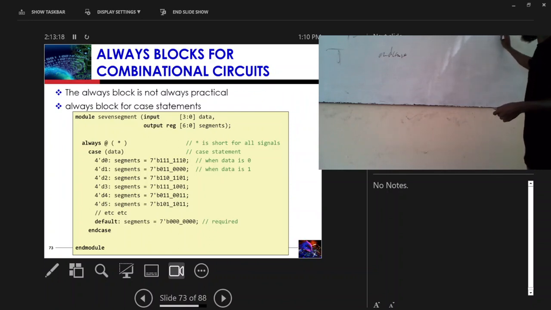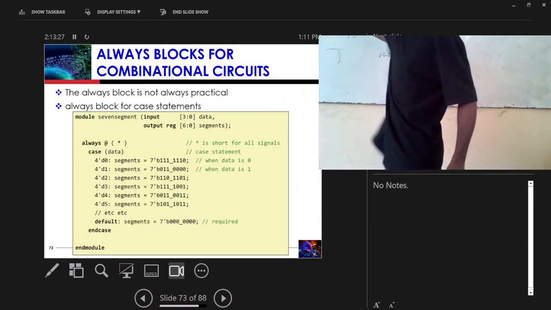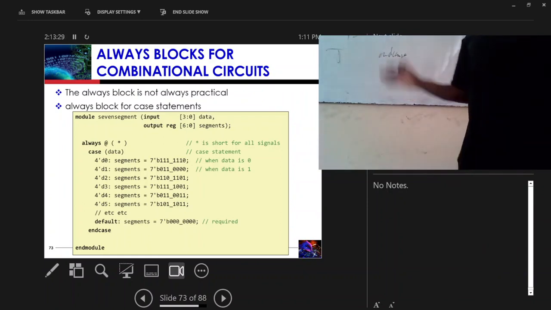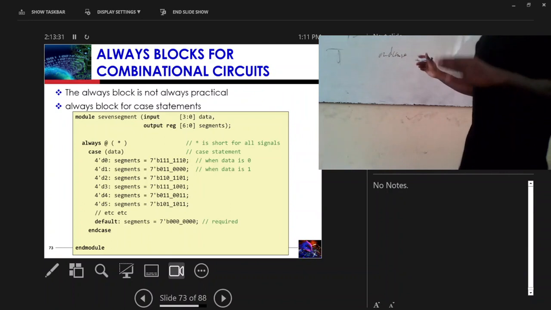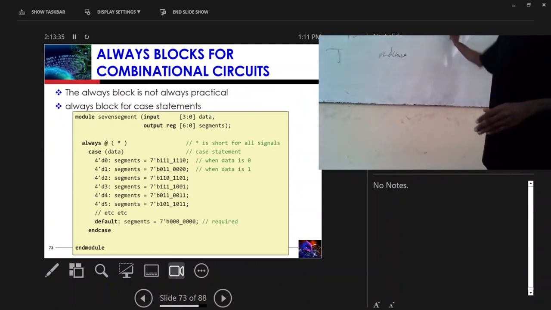It's 6 ones: 1, 1, 1, 1, 1, 1. Then the last one is 0. Understood? You see how easy that is? I've displayed the 0. If I want to display a 1, what is it?